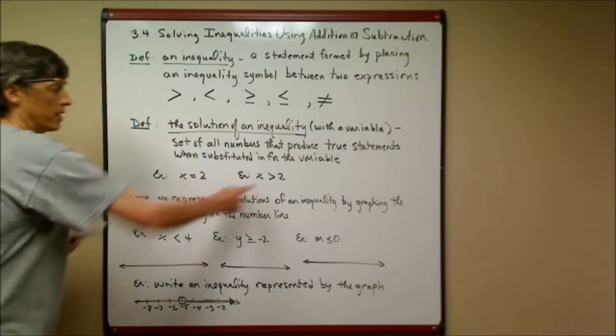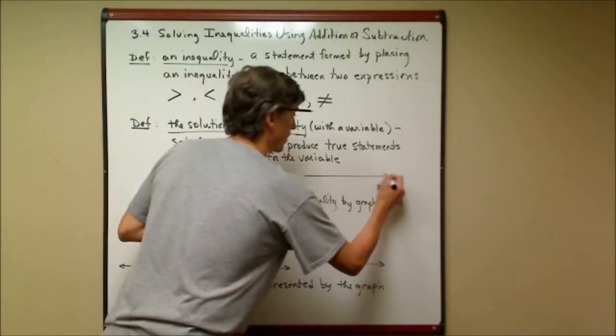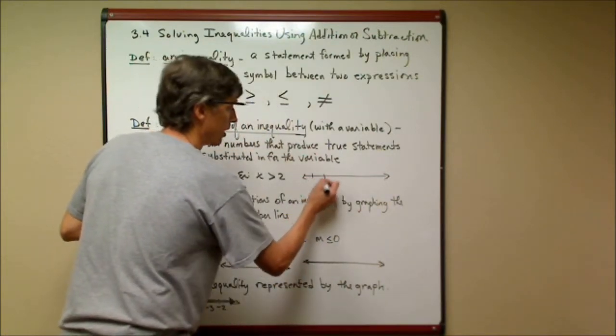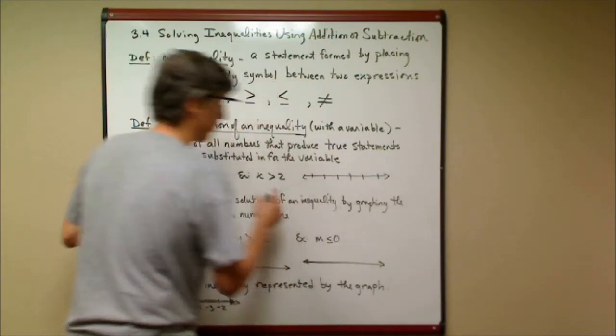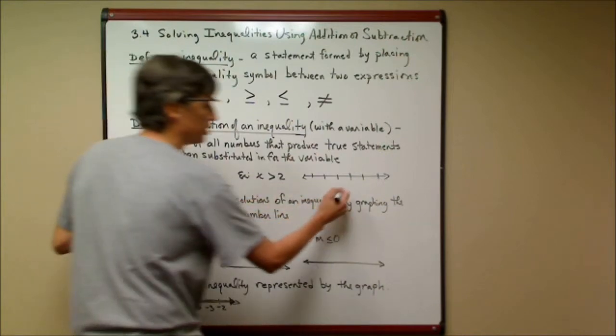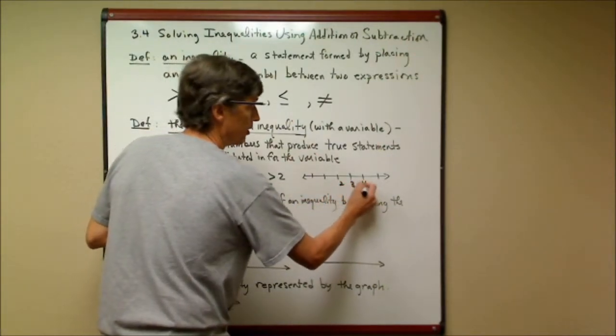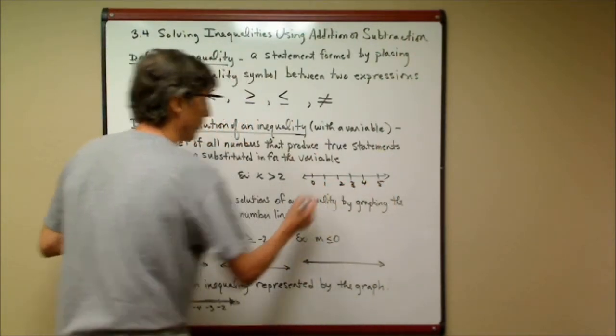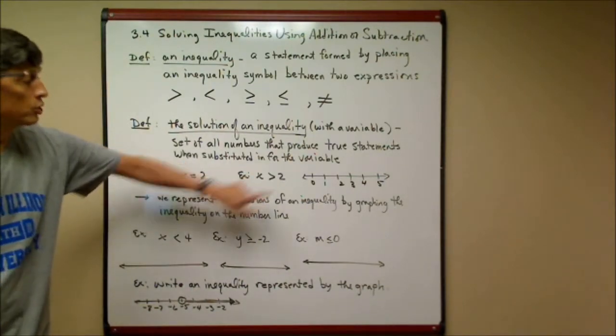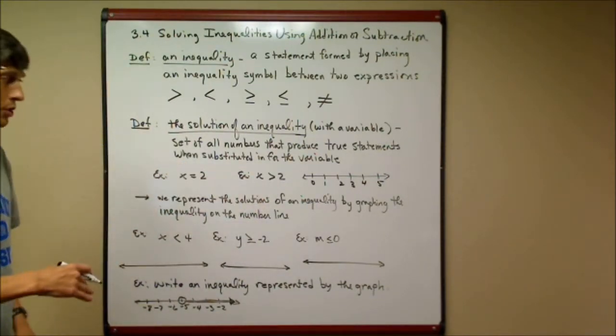So let's go back to this guy. If I draw out a number line right here, and I'm not going to put a lot of points there, but I am going to put one in particular, my key value, which is 2. So this would be 3, this would be 4, 5, 1, and 0. I want all numbers greater than 2, but not equal to 2.